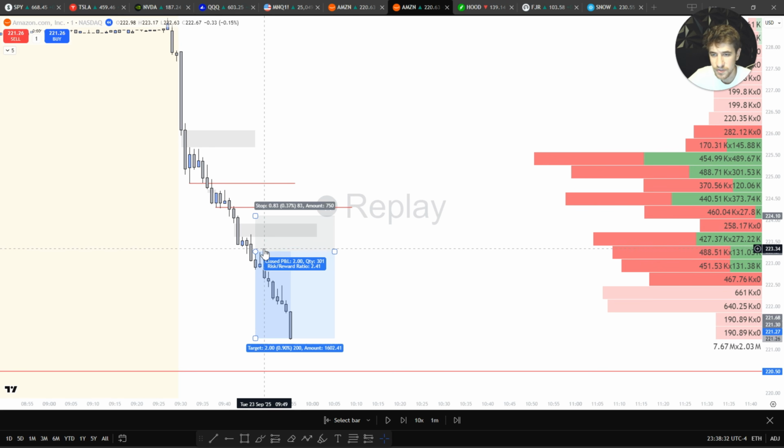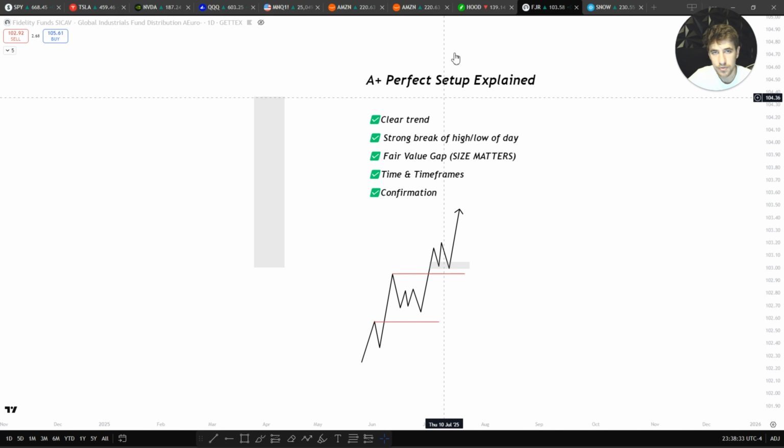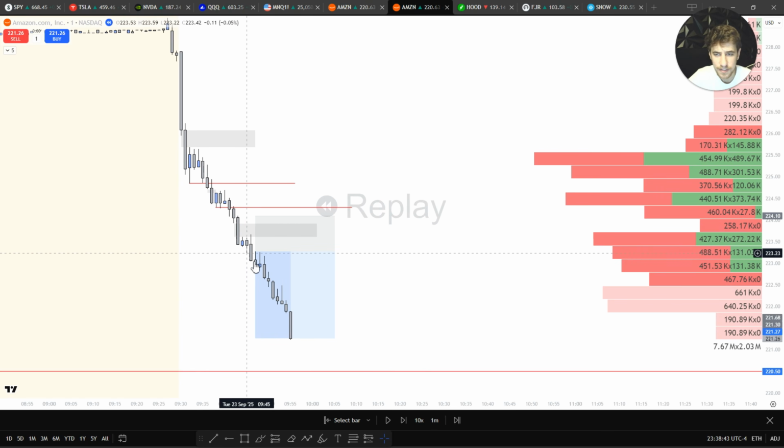All right. So in this case, every single thing just aligned perfectly. You have a clear trend. The break is there. The fair value gap is there with a decent size. Time and time frames align, and confirmation all aligns. All right, so everything here is absolutely amazing. There's nothing here that we have missing, right?